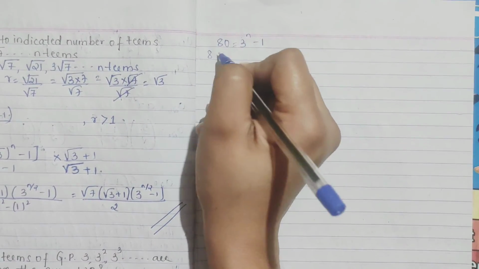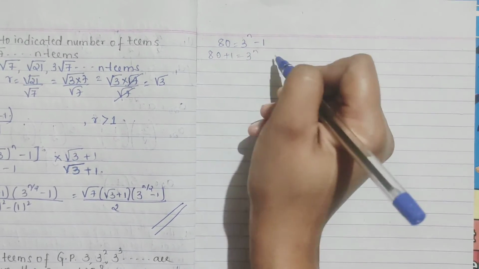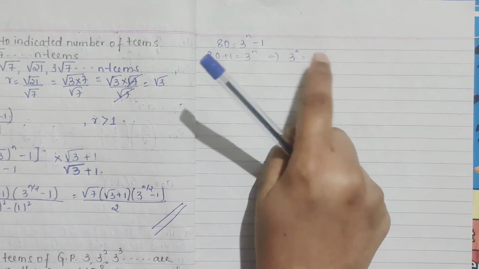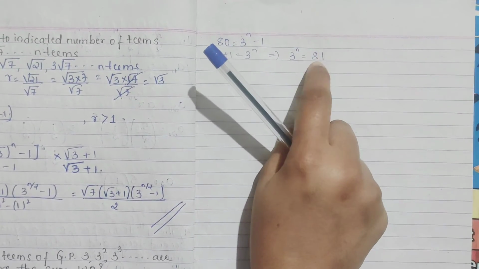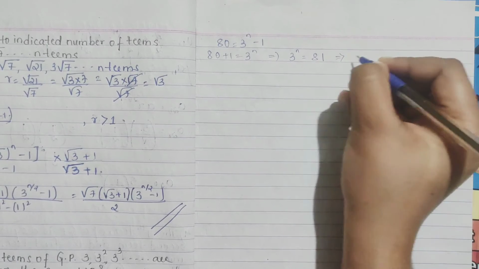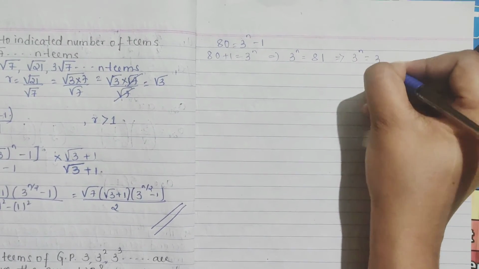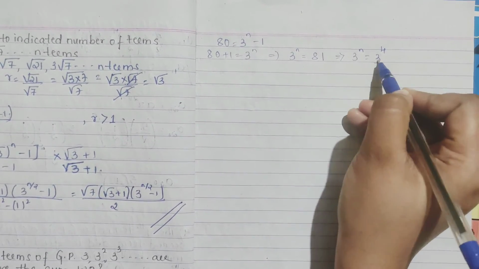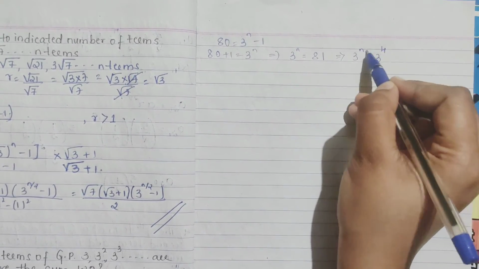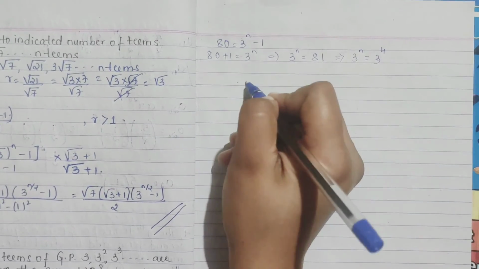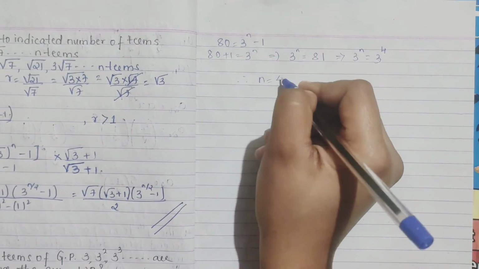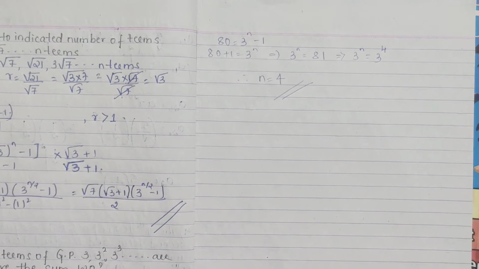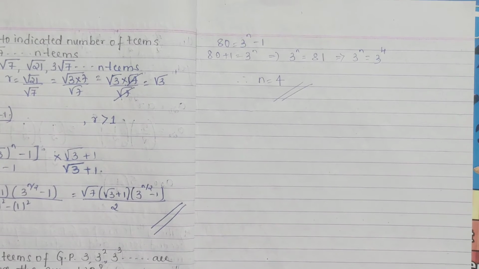Taking minus 1 to the other side, 80 plus 1 is equal to 3 raised to n, which means 3 raised to n you are getting as 81. Now 81 also get in the form of 3. See, 3 raised to what is 81? 3 raised to 4 is 81. So when the bases are equal, then automatically the powers can be equal. Therefore n is equal to 4. So how many terms are there? There are 4 terms. I hope this much is clear for you, if such questions are there, how you have to solve.